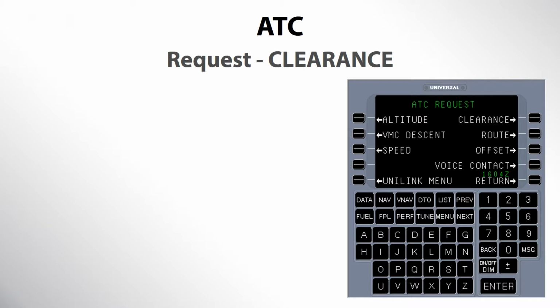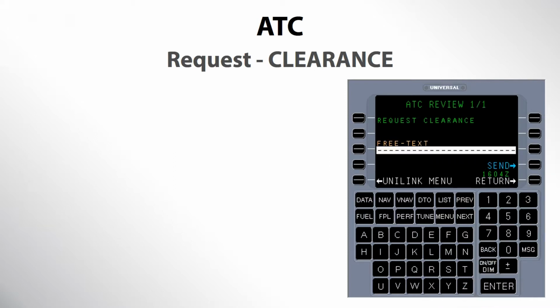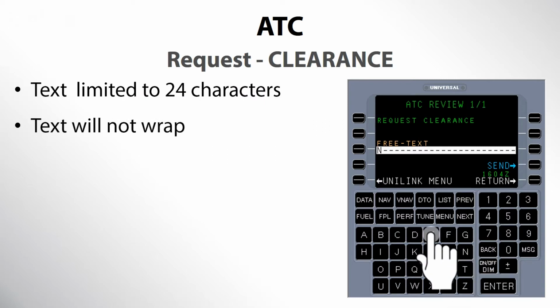ATC clearance requests are made using the ATC Review page. To request ATC clearance, press Clearance. Press Free Text to enter request information. Text is limited to 24 characters on the page and will not wrap to the next line. Press Send, line select key 4 right, to put the request into queue for transmission.